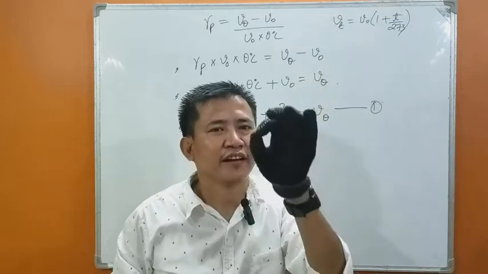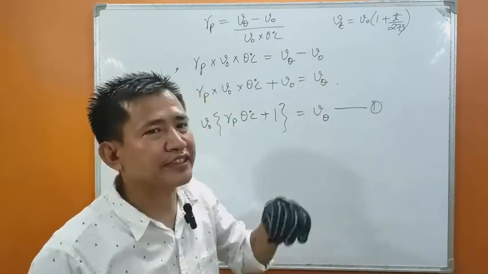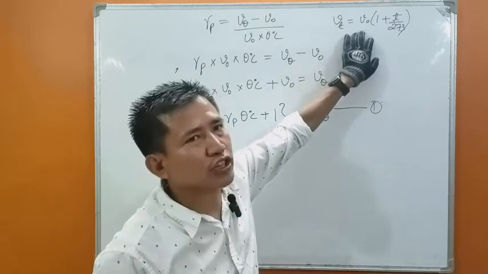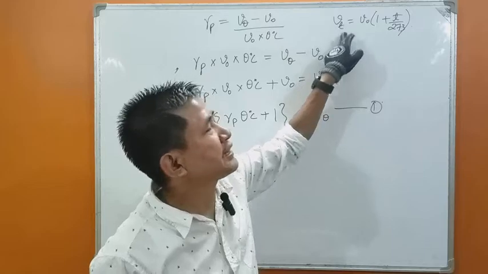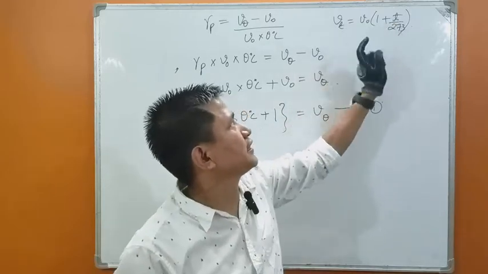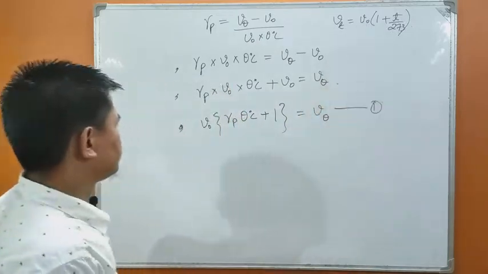Please find the link below in the description and watch Charles' law. We have already completed Charles' law and we have deduced this relation. This is the equation of Charles' law. Vt is the volume of the gas at T degree Celsius, and V0 is the volume of gas at 0 degree Celsius.